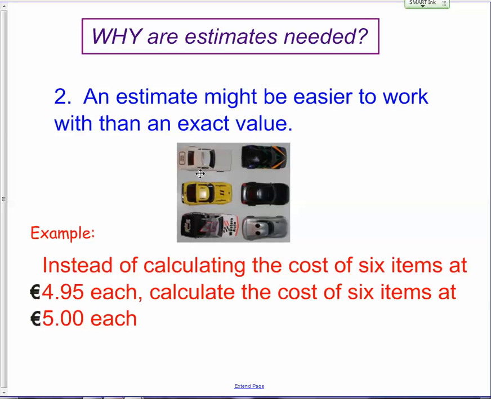For example, I want to know the cost of these 6 items. If they're €4.95 each and I want to calculate the total quickly, I just think of 5, and 6 times 5 is €30. I don't really need to know the exact amount. It's easier to work with 5 times 6 rather than $4.95 times 6.